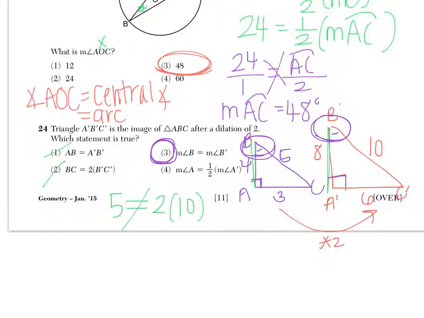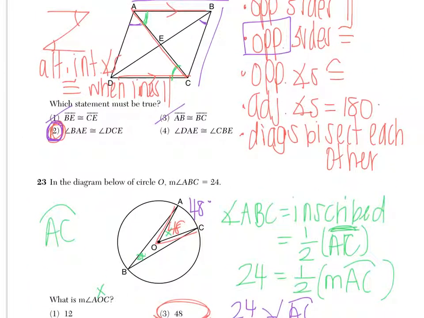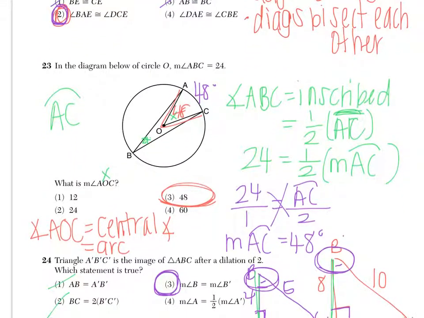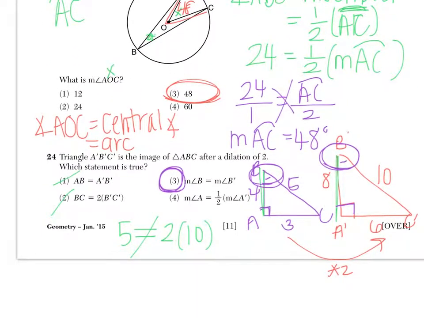Our final answers for this page are the following. Number 22 is choice 2. 23 is choice 4. 24 is choice 3.